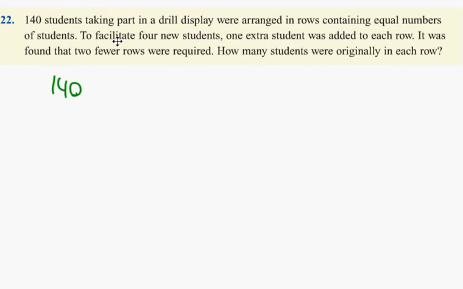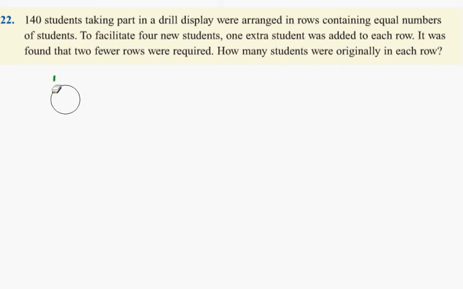So you have 140 students, and each row contains an equal number of students. To facilitate 4 new students, 1 extra student was added to each row. It was found that 2 fewer rows were required. How many students were originally found in each row?